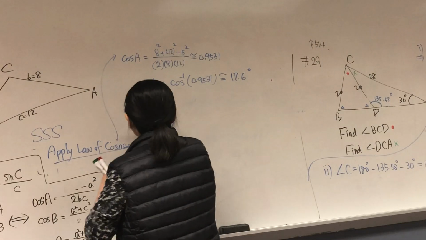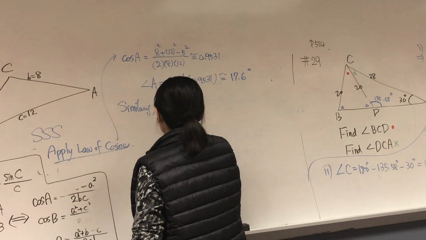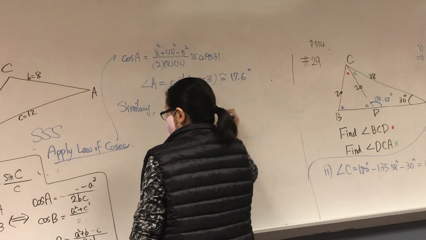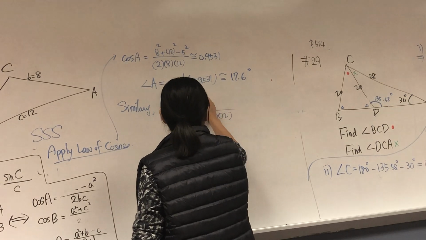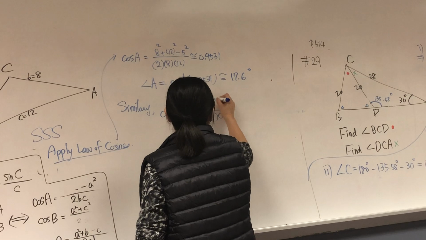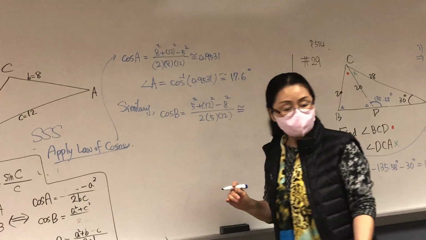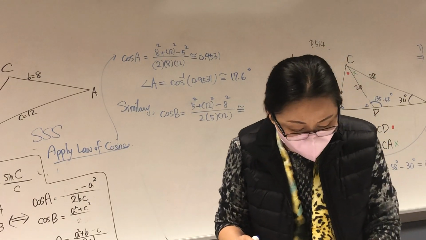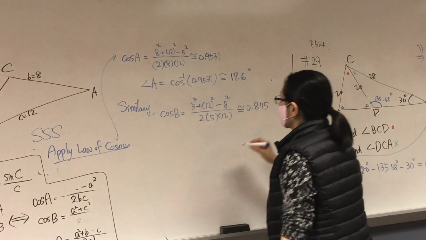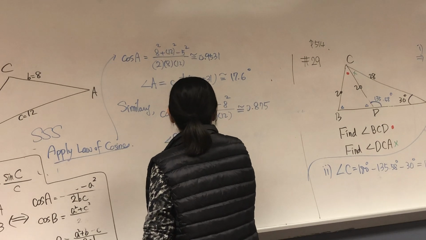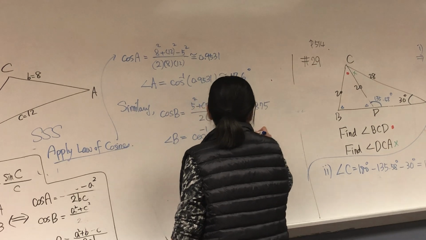Okay. Similarly, we need to take one more angle, right? So let's go cosine B, with 2AC in the denominator. What is it? Cosine B is 0.875. So again, angle B is cosine inverse 0.875. It is 28.96.